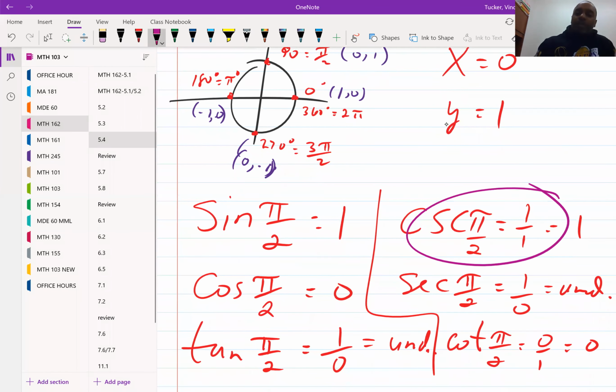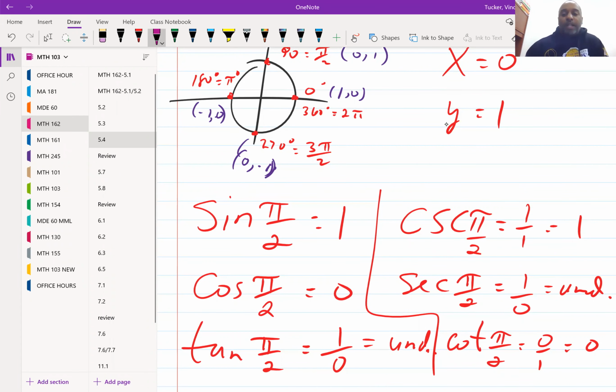Cosecant, which is the inverse of sine, is going to be 1 over 1, which is just 1. Secant, inverse of cosine, that will be 1 over 0, which is undefined. You're inverting 0, which is 0 over 1, so 1 over 0 will be undefined. And then cotangent would be 0, because that would be 0 over 1.